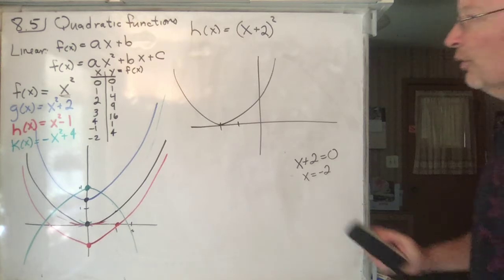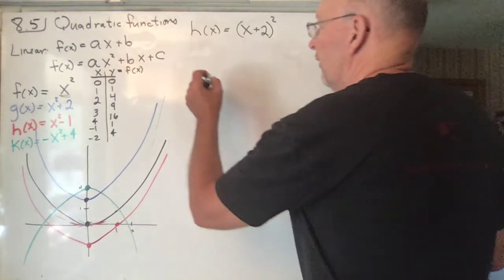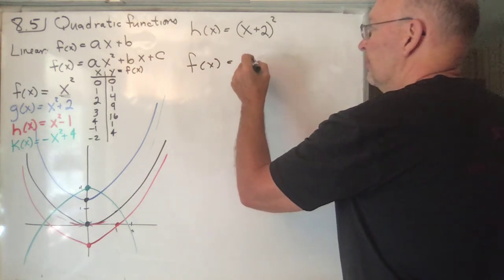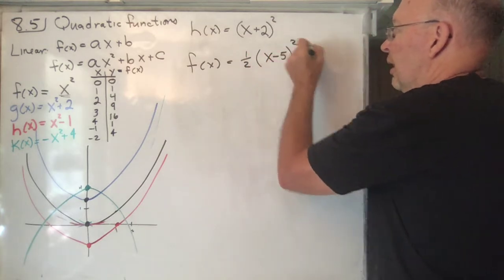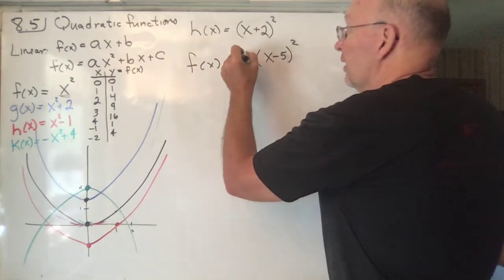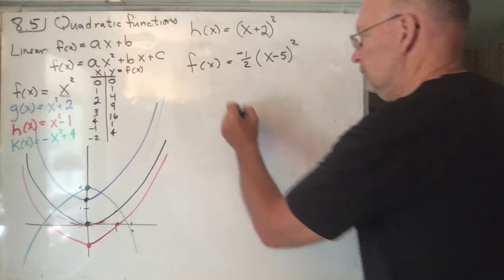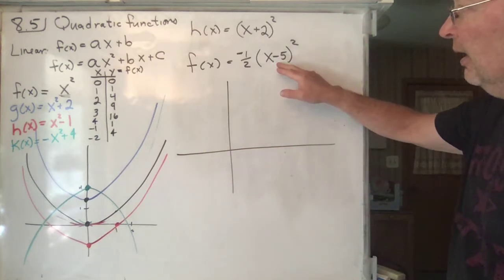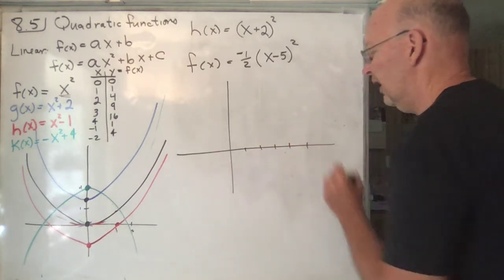Okay? And so now, let's see if you can put all this together. What would the graph of this one look like? Let f of x be equal to 1/2 times x minus 5. Oh, let's make it even tougher. Negative 1/2 times x minus 5 squared. Okay, can you put all the ideas together? First of all, where's the vertex going to be? It's going to be at 5. 1, 2, 3, 4, 5.